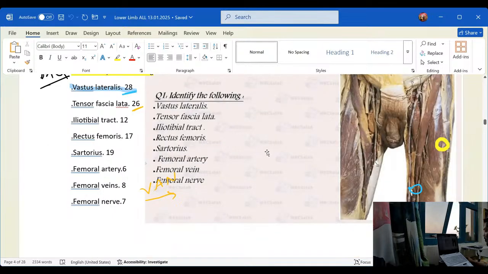This one, identify vastus lateralis 28. Iliotibial tract 12, and 26 is tensor fascia lata. I always make mistakes here.